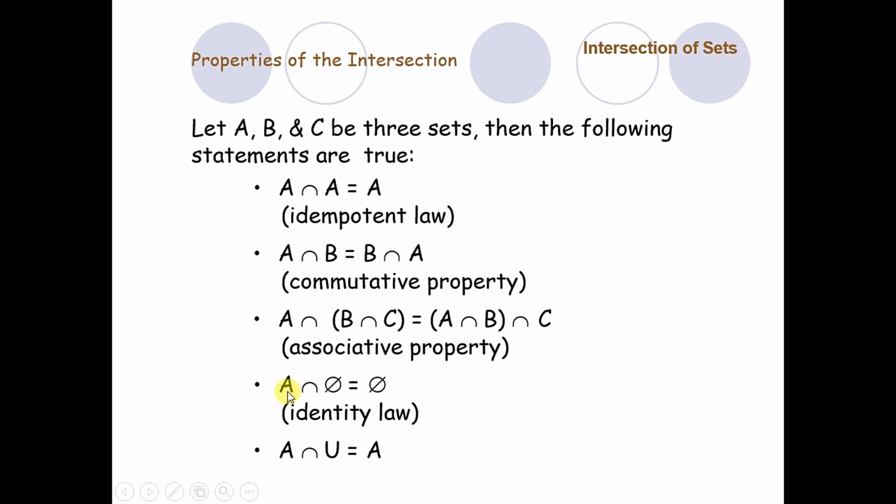But in the intersection of A and the null set, the answer is the null set, because you are finding what is not inside of that set. Okay, while the intersection of A and U, or the universal set, is equal to A only, because we will not consider all the other sets that are outside of A. So those are our properties in the intersection relationship about sets.